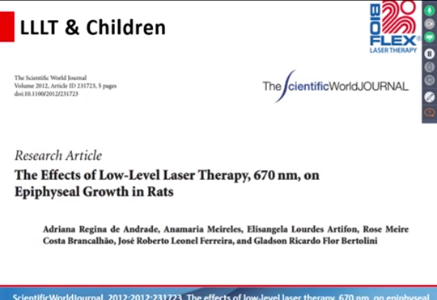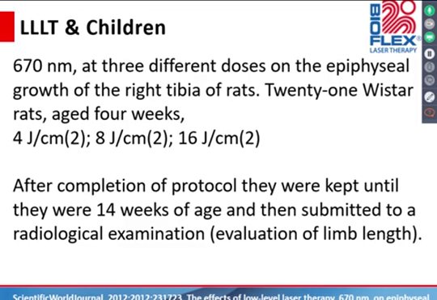Okay, as far as treatment of laser therapy in children, oftentimes the issue is more, will it have an effect on the growing bones? A research paper in 2012 was looking at the use of red light on the epiphyseal growth in rats, and you can see the reference below. They used, as I mentioned, 6-7 nanometers. They used different energy densities from 4, 8 to 16 joules. Remember that typically humans, LLT for humans uses 4 to 8 joules per centimeter squared. They looked at 21 rats aged 4 weeks.